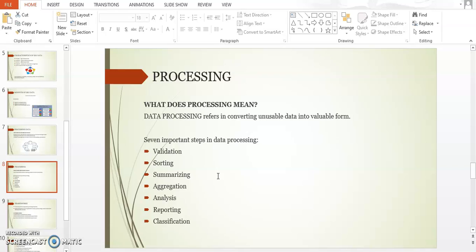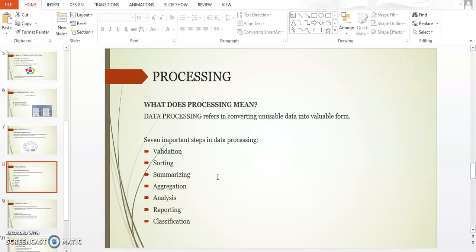There are 7 important steps in data processing, which include validation. Validation ensures the information's accuracy. Sorting is ordering data in a proper way or in a particular pattern. Summarizing is nothing but reducing information into relevant points. If you have a lot of information, we reduce it into a few important points. Aggregation: various data are merged to bring coherent data. We have a lot of data sets, and we merge them into a single piece of data. Analysis: data is analyzed, processed, and integrated to obtain information.